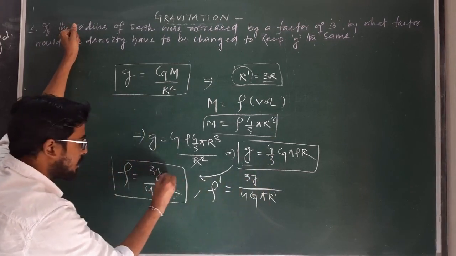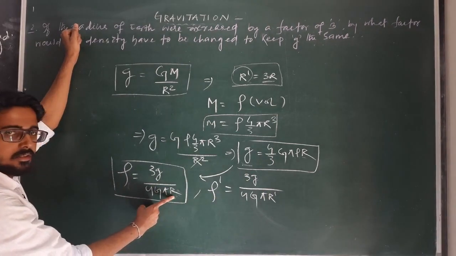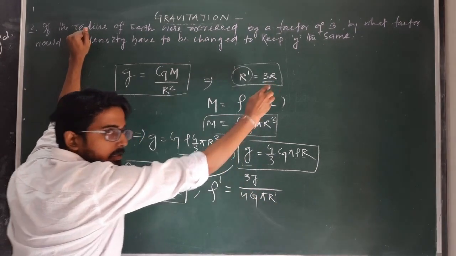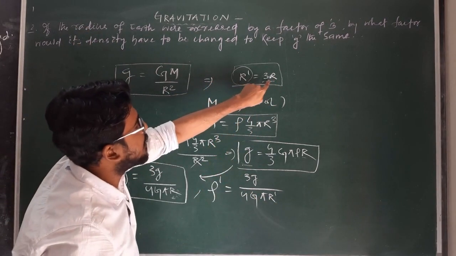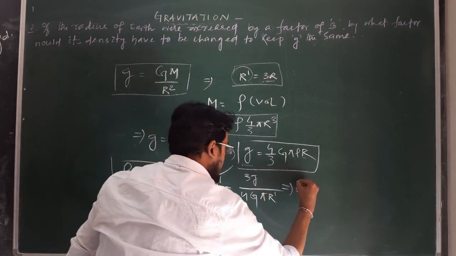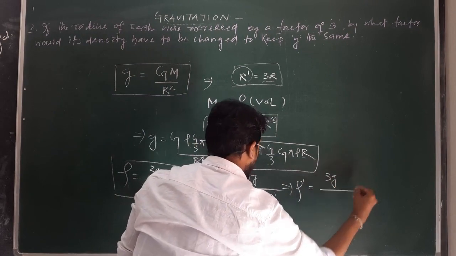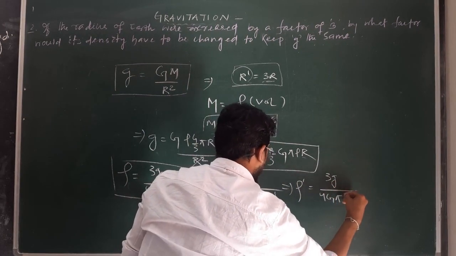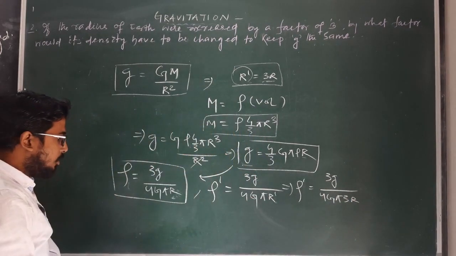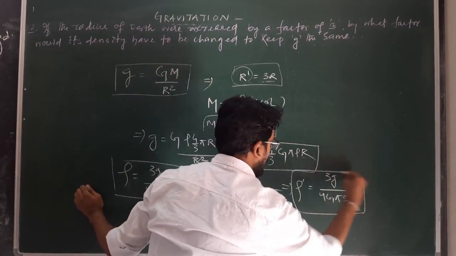So if in these two cases g remains constant, rho and rho dash will be related with the radius like this, but in place of r dash we can write what? 3r, because r dash is 3 times the initial radius. So from this we can write the final density rho dash will be how much? 3g divided by 4 G into pi, in place of r dash I can write 3r. Clear? And comparing these two, let this be equation 1 and this equation 2.